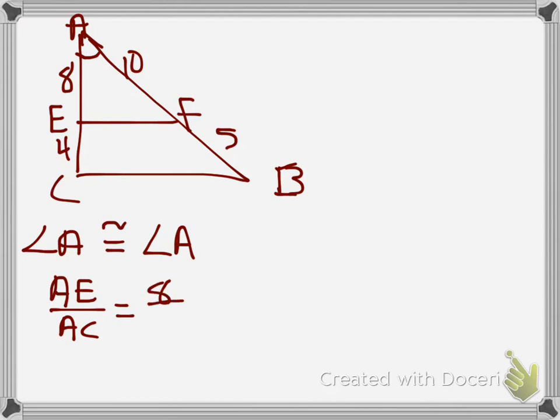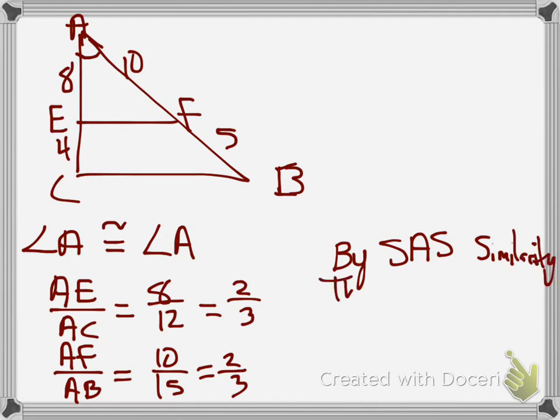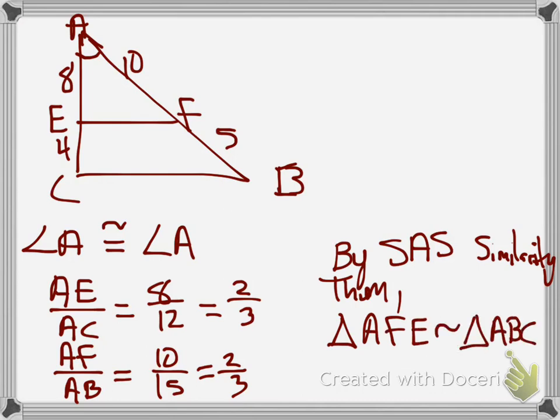Okay, AE is 8. AC is not 4. It is 8 plus 4. Make sure you realize that's the whole triangle, and that's 12, which simplifies to 2/3. AF and AB, AF is 10, and FB is 15. So again, 2/3. So they have the same scale factor. So by side-angle-side, because notice that this angle A is in between the two sides, then these two are similar.